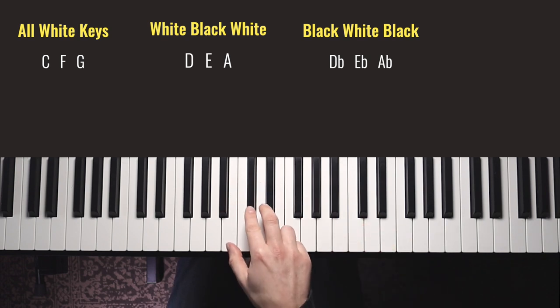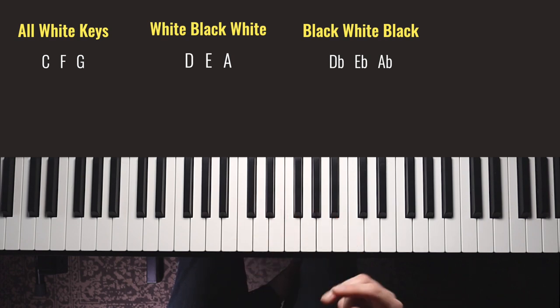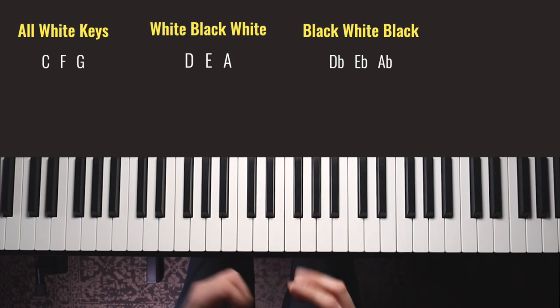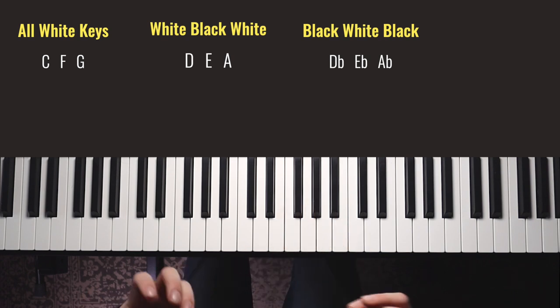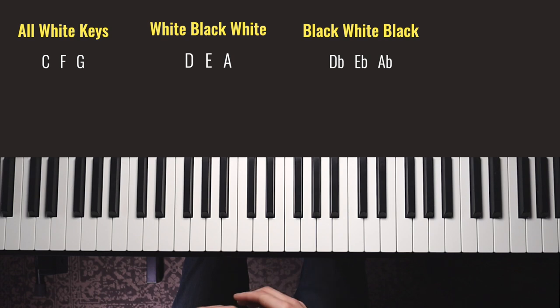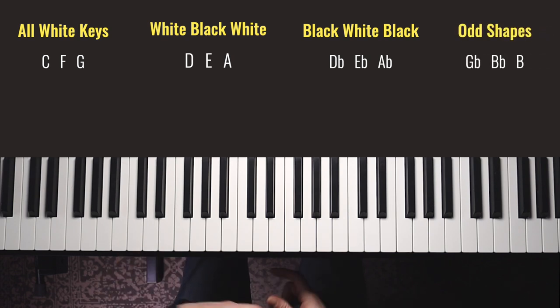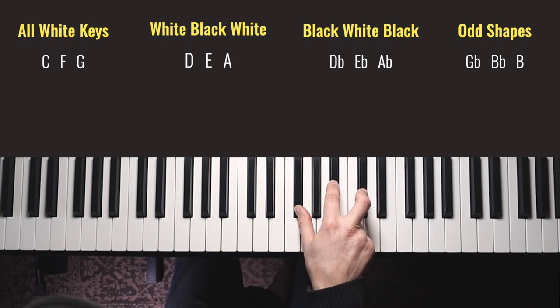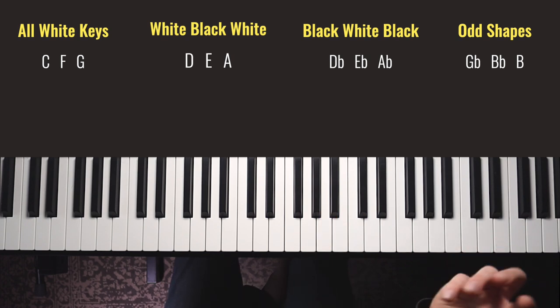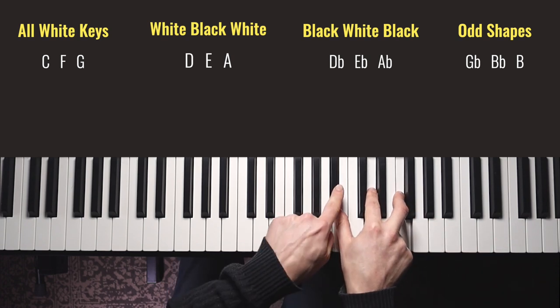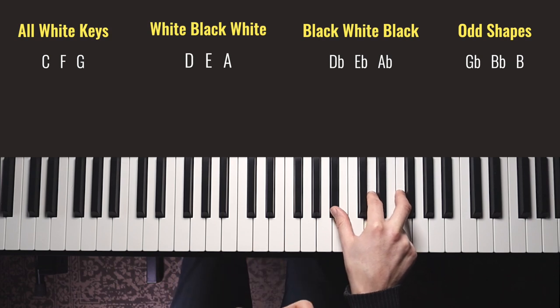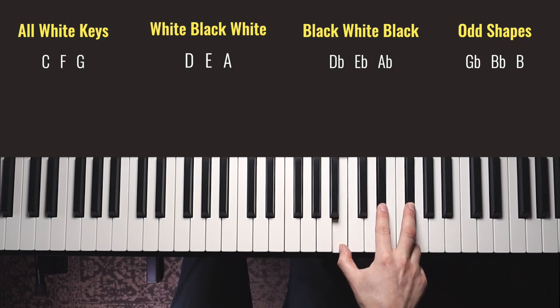Now, obviously, these can be called C sharp, D sharp, and G sharp as well. We're just going to stick with the flat names for simplicity in this video. The actual shape that you would play would be exactly the same anyway. And then the last group are three mismatched odd ones out. We've got G flat, which is all black notes. We've got B flat major, which is black, white, white. And then opposite to that, we've got B major, which is white, black, black. So there are a few odd ones out.